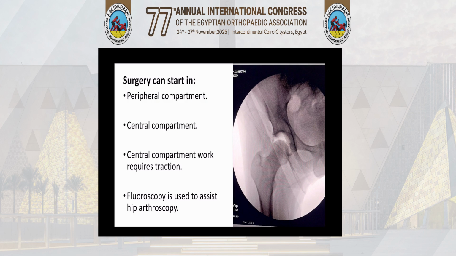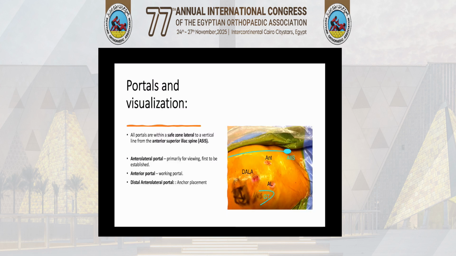Usually we can start with a peripheral or central compartment, as we will see in the video. The central compartment usually requires traction, whether with use of the post or with Trendelenburg position, to avoid the post complication of compression of the pudendal nerve. Fluoroscopy, usually we are using it inside the operating room to assess direct access to the hip. The portals of hip arthroscopy: the viewing anterolateral portal and working anterior portal, and we are using the distal anterolateral portal for anchor placement.